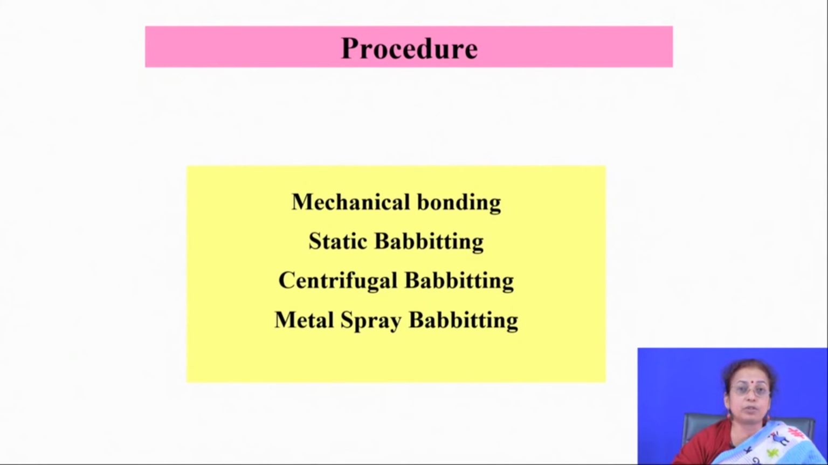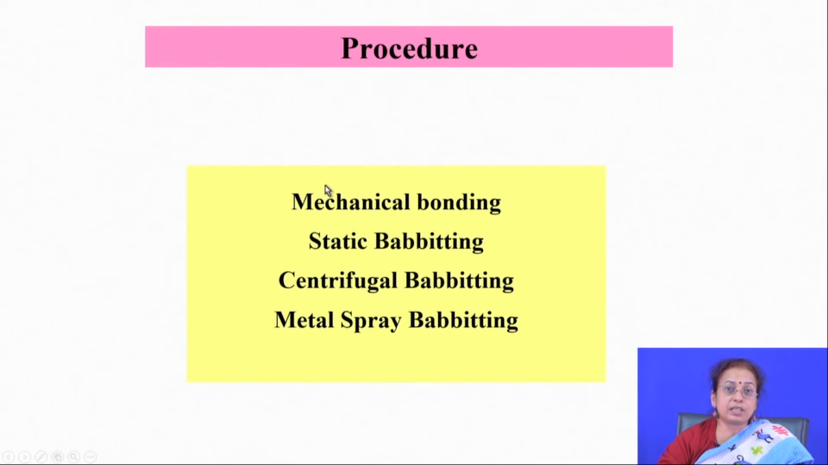If you talk about the parallel processing of babbitting, then there are several ways by which you can do babbitting. As it is an alloy, people do not prefer to go for electrodeposition, but they go for mechanical bonding, then static babbitting, then centrifugal babbitting, then metal spray babbitting. These are the different parallel processes which people do apply.